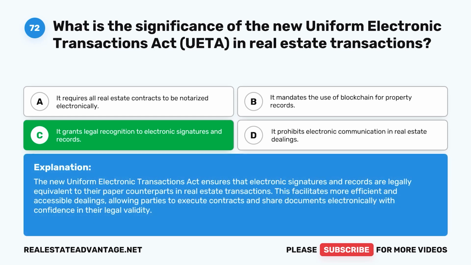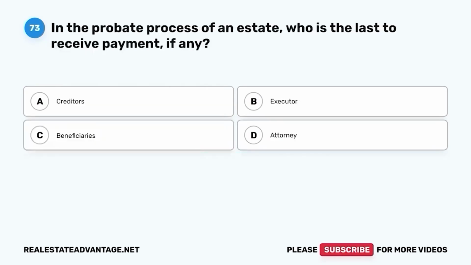The new Uniform Electronic Transactions Act ensures that electronic signatures and records are legally equivalent to their paper counterparts in real estate transactions. This facilitates more efficient and accessible dealings, allowing parties to execute contracts and share documents electronically with confidence in their legal validity. Question 73. In the probate process of an estate, who is the last to receive payment, if any?